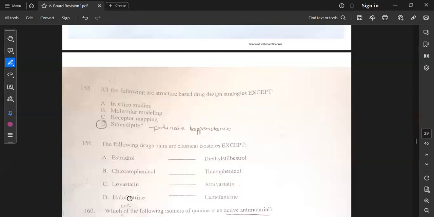Anything that we should mention on that? Quinine is 8S, 9R, while quinidine is 8R, 9S. Then the opposite for cinchonine and cinchonidine. So cinchonine is 9R and 8S, and then cinchonidine will be 8S and 9R. Is that what you mean?